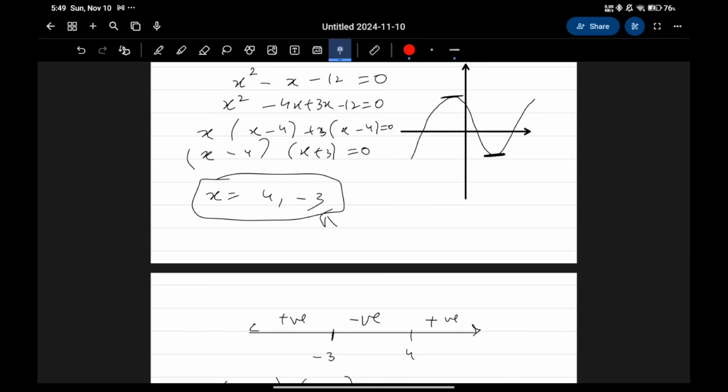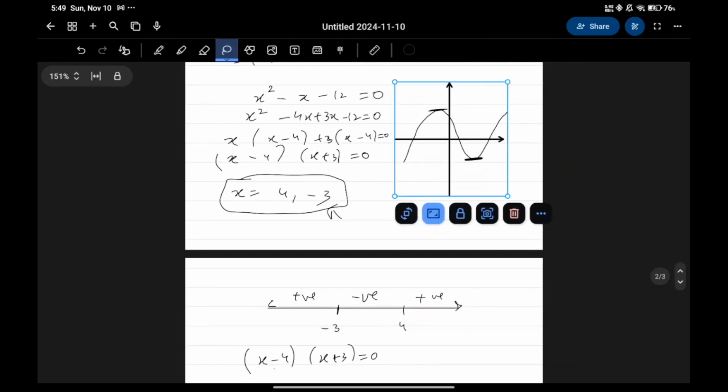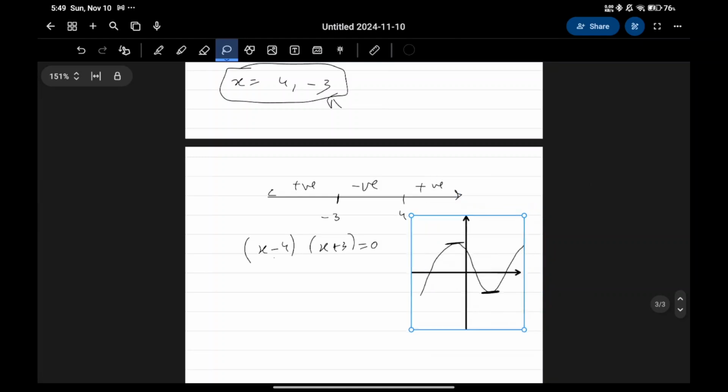Wow, I didn't expect that. I randomly drew the graph. I didn't know that it would mimic this. But that's nice. Alright. Let me copy this down over here.